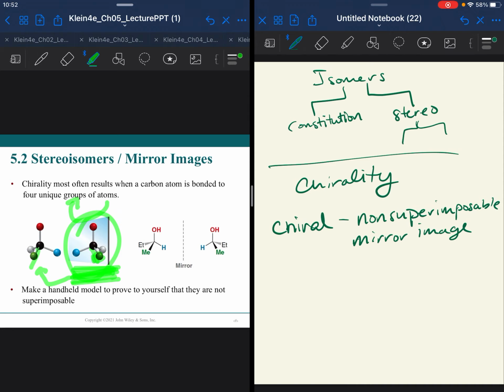And so these are considered chiral compounds. They are stereoisomers of one another. Some examples of what the different colors could be. You see a real example here. You have a methyl group, an ethyl group, an alcohol, and a hydrogen. As long as it's 4 different groups, you can find this type of stereochemistry.